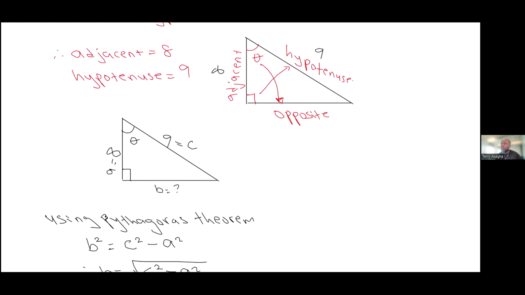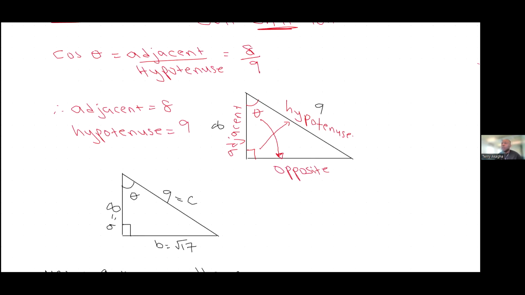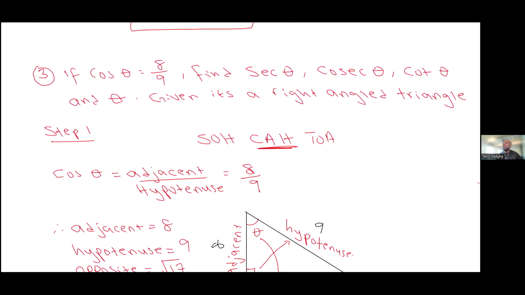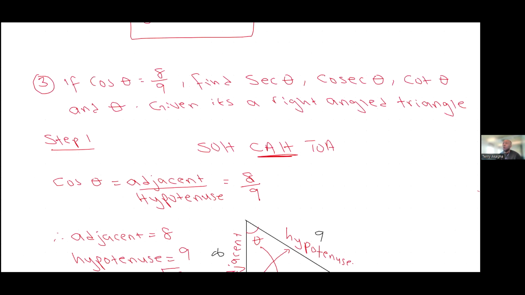So instead of having the question mark, we know that the opposite is now square root of 17. And also, I can go back here and say that for this diagram, the opposite is equal to square root of 17. Are you seeing it? So with that, that's the hardest part done. So now we can go straight and start solving for finding the sec, cosec, and cot.